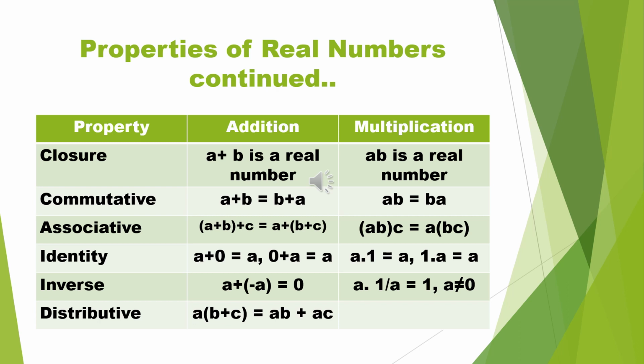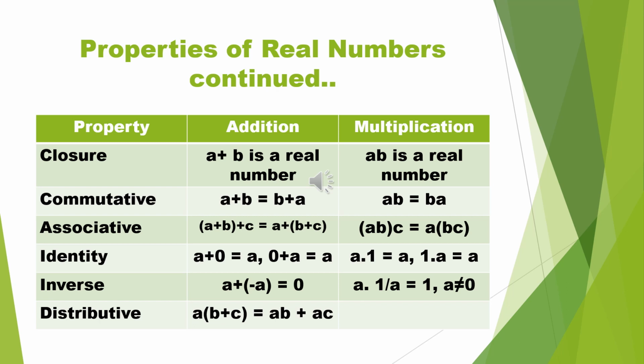Okay, closure property for addition means if you are adding two numbers, you will get a real number. For example, 3 plus 5 is equal to 8, that is closure property. When you are using closure property of multiplication, when you are multiplying two numbers, the answer will also be a real number. That is closure property of multiplication.